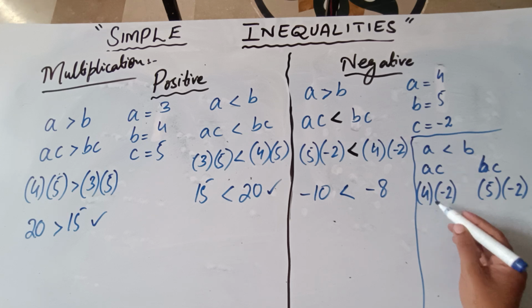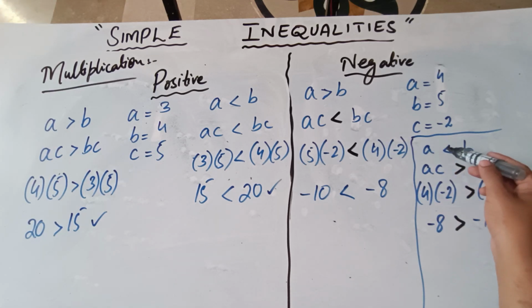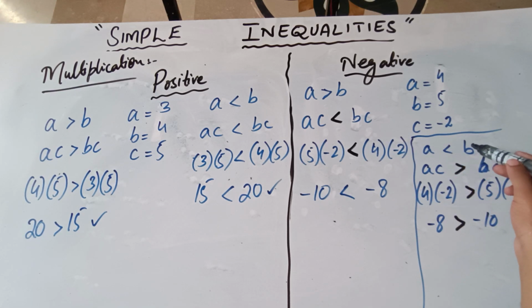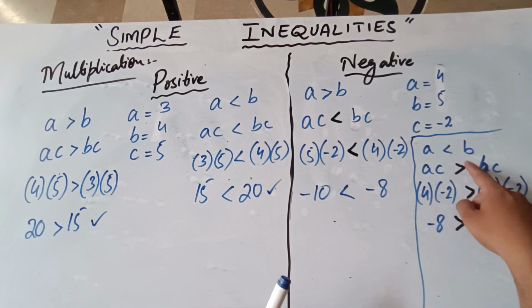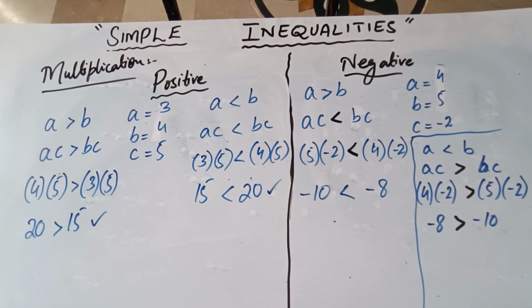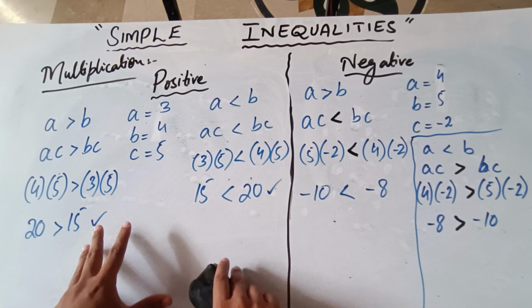Now 4 times negative 2 is negative 8, 5 times negative 2 is negative 10. Now negative 8 is actually greater than negative 10. So greater than. What has happened? We have initially started with lesser than. If 4 was lesser than 5, but if we multiply both parts by a negative number, the inequality sign will get reversed. Now I hope you understood the case of multiplication by a positive number.